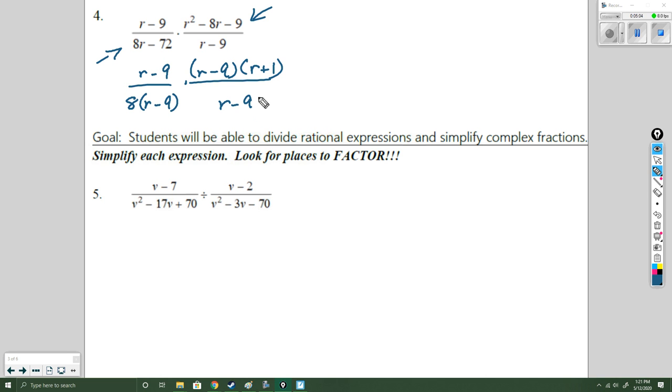Now cancel out all the common factors that we see. So we have an r minus 9 here, and r minus 9 there. So that just leaves us with r plus 1 on 8.